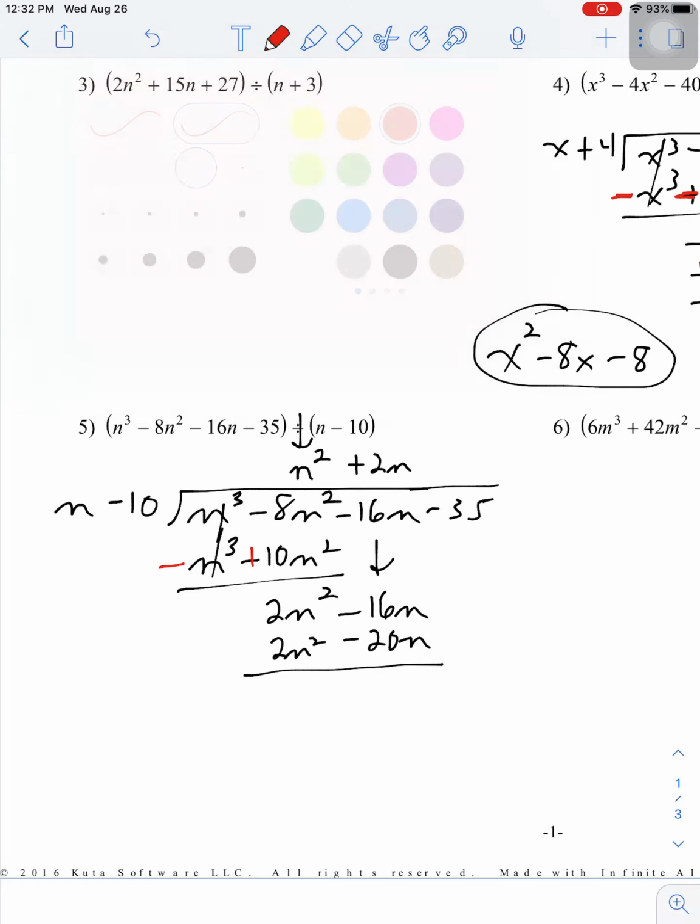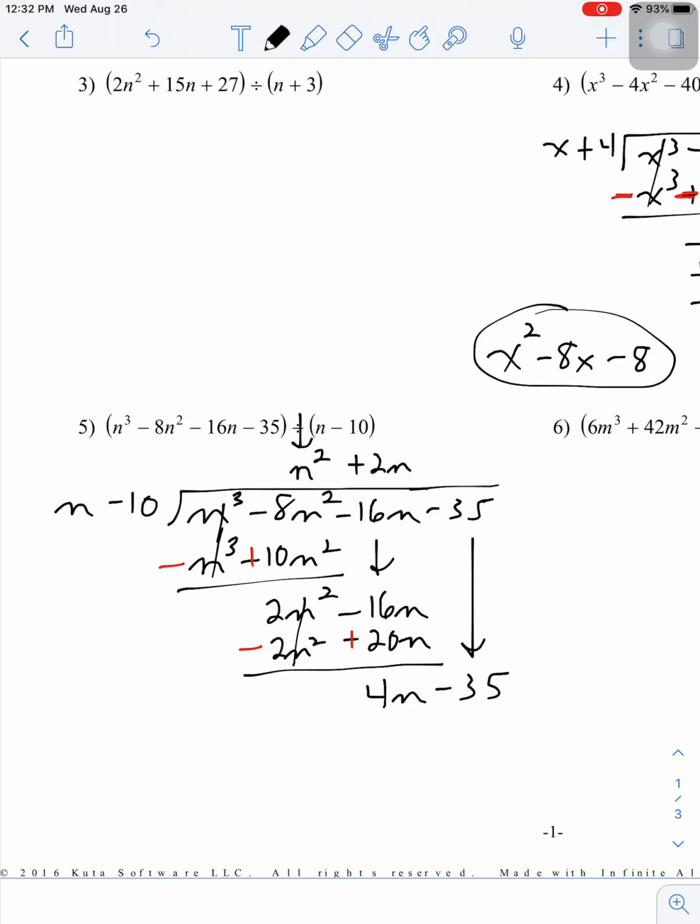And then the same thing, we subtract. It's going to change that to a plus sign. And then what should happen again is this drops out, and then a negative 16n plus 20n is going to give you a 4n. And then we got to bring down the negative 35.